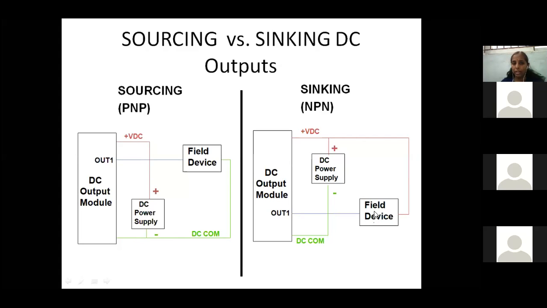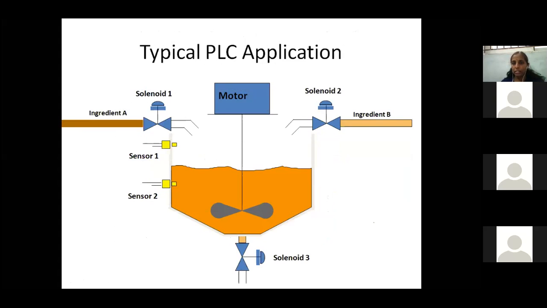So once you have wired your IO device with your PLC, you will be able to understand what is called your sourcing and sinking. So in industry, the way it works is through a simple PLC application.